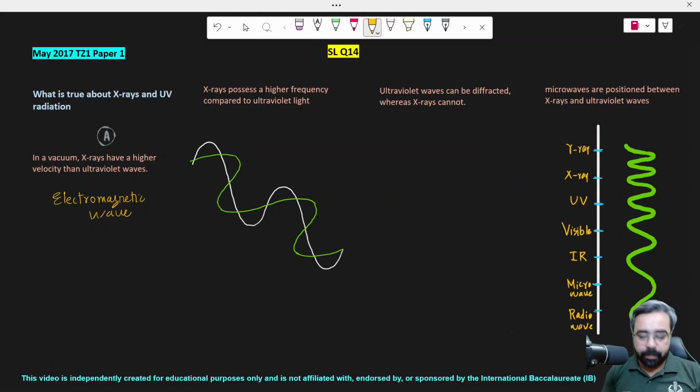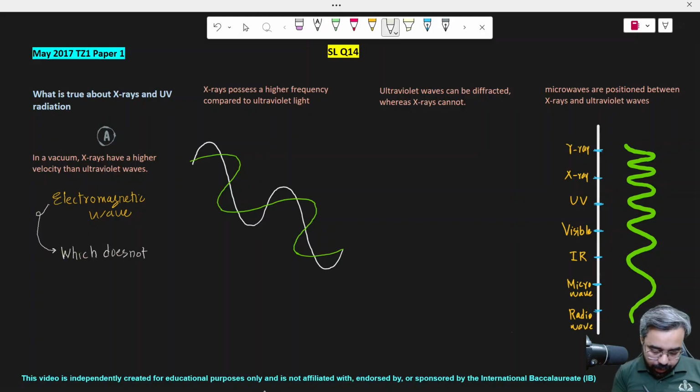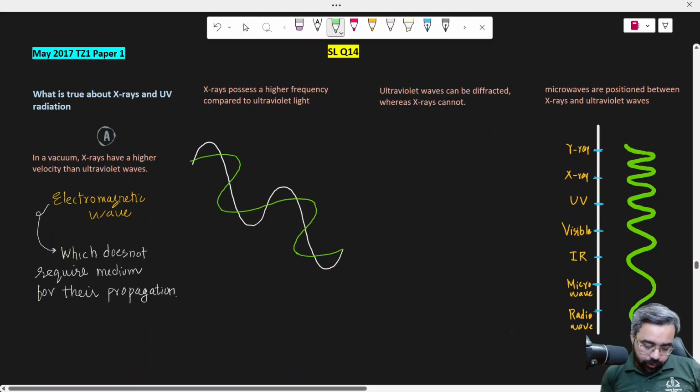but all of them can travel through the vacuum and they are not mechanical waves, which do not require any medium for their propagation. So all the waves have the same speed, that is approximately 3 times 10 to power 8 meter per second, irrespective of their wavelength and frequency. So that's why the option A is wrong.